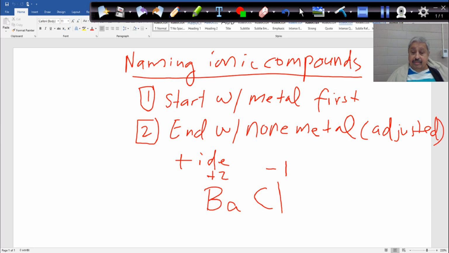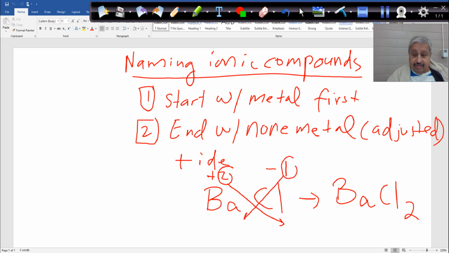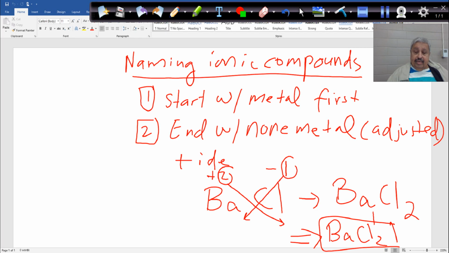So how can we write the formula? Did we discuss writing the formulas of ionic compounds? No? Okay. We'll name them first and then we'll see how to put them together. So the 2 of the metal will come underneath the chlorine atom, and the 1, which is understood, will come here. So it's like this. But the 1 is understood, so we can just take the 1 out.